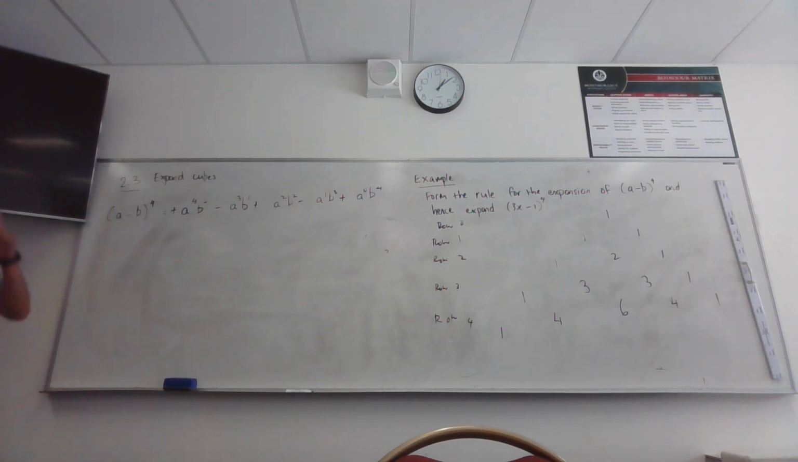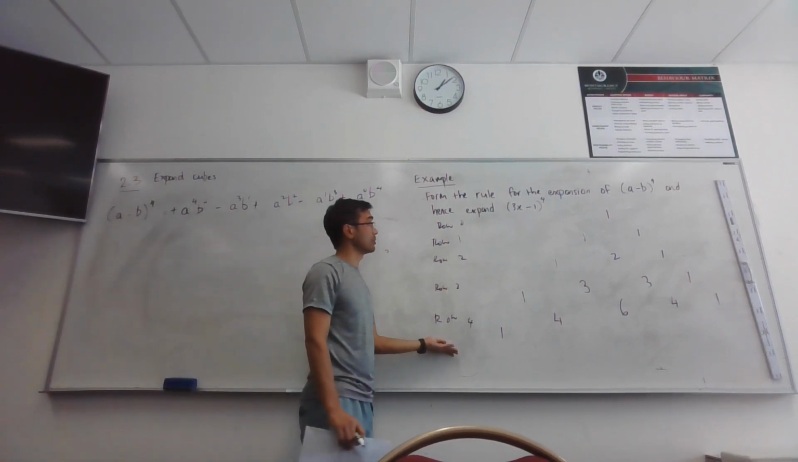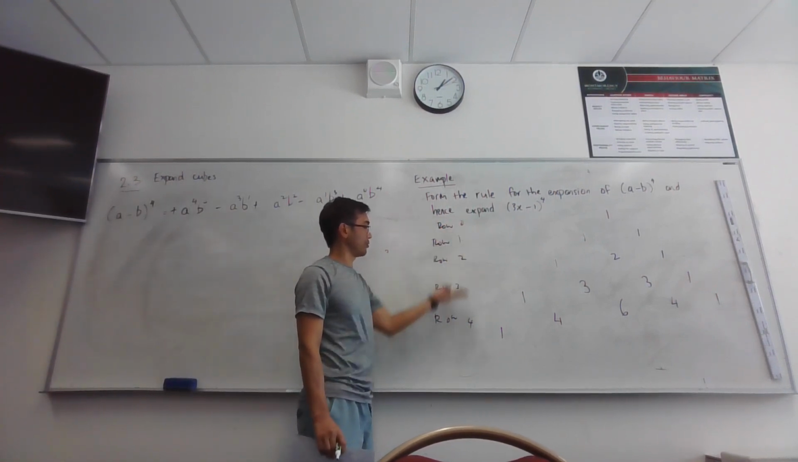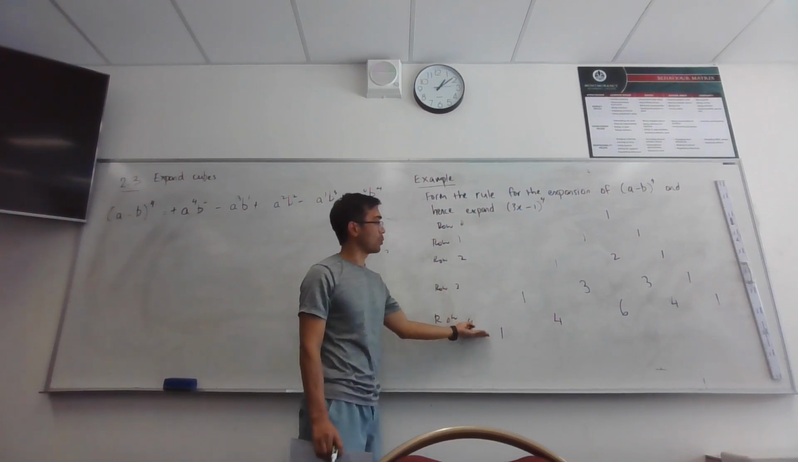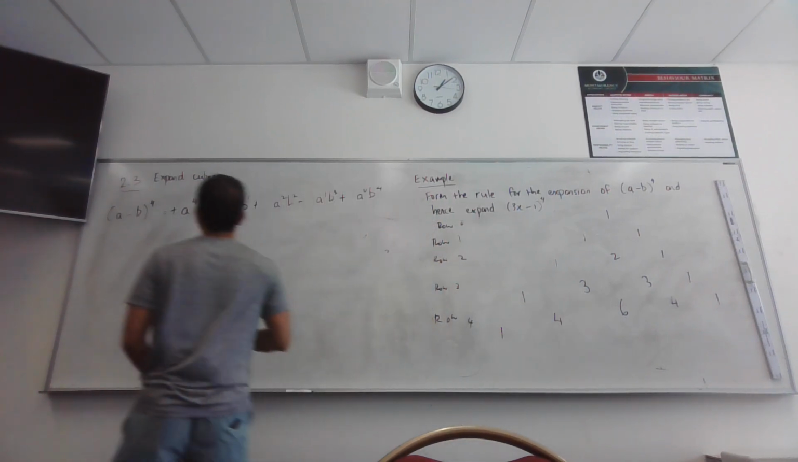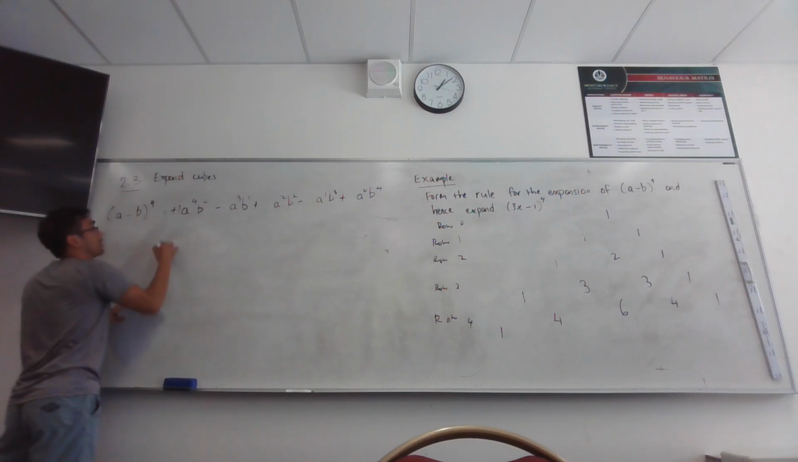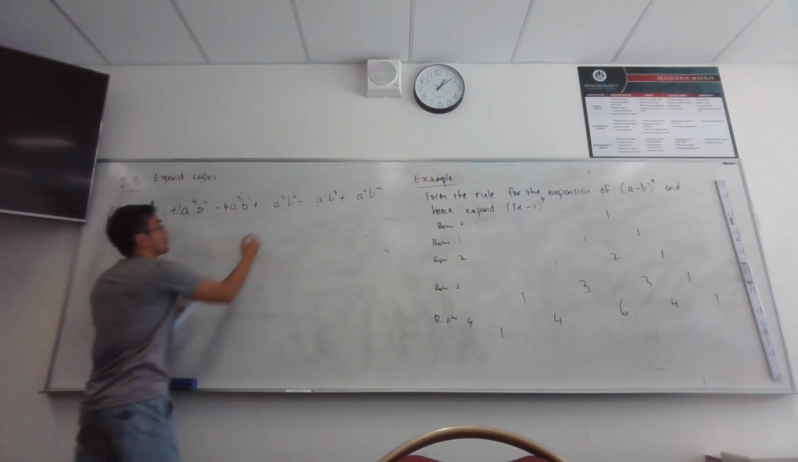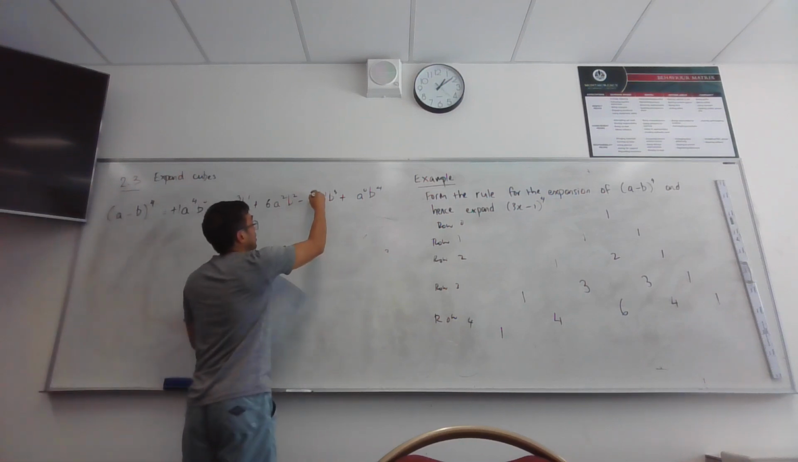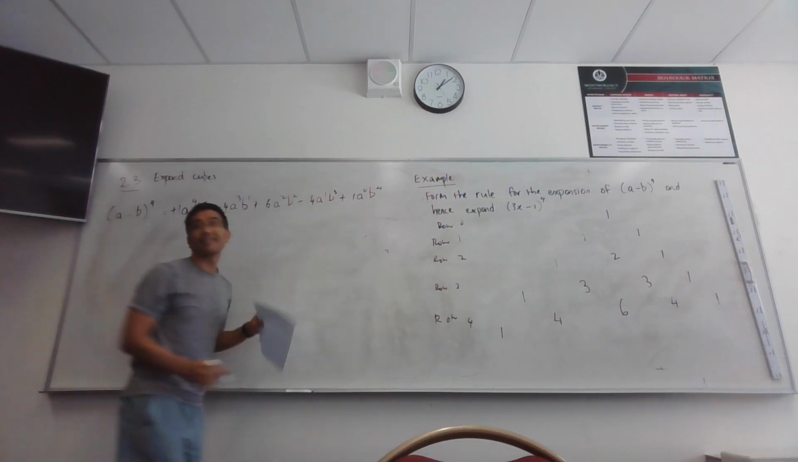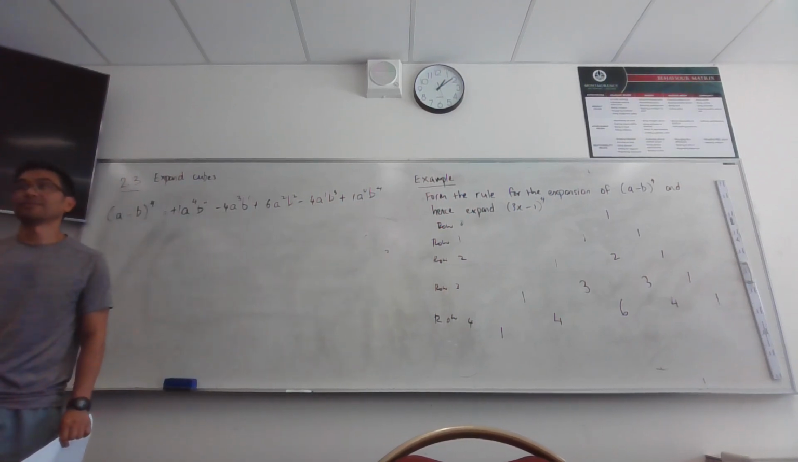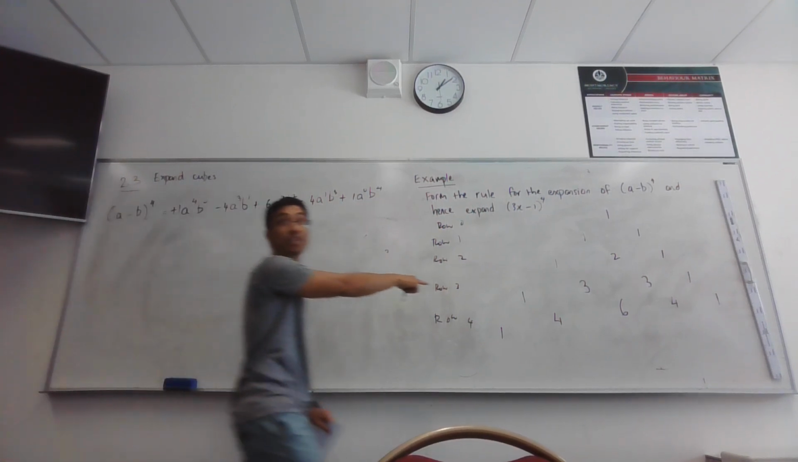And lastly, if it's a power of 4, to get our coefficients, go to Pascal's triangle. Power 4 is right here, row 4: 1, 4, 6, 4, 1. That means this is a 1, that's a 4, that's a 6, that's a 4, and that's a 1. You don't need to remember that, but you can remember Pascal.